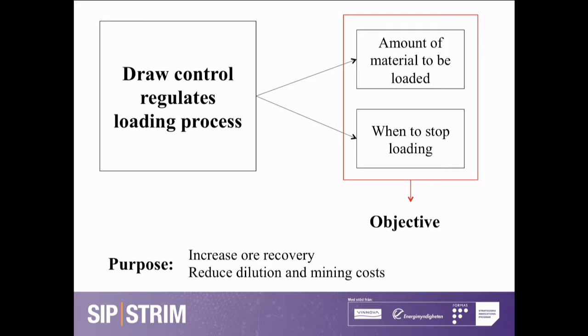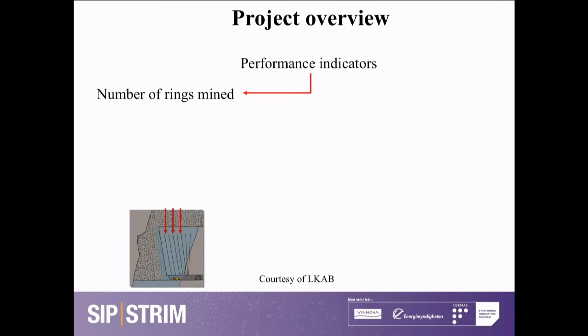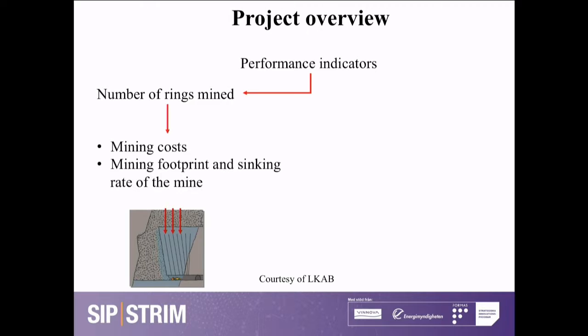The reason why we do this is because the better we do it, the more ore recovery we will get, the reduced cost we will have for the mining, and also less generation of waste. So we are trying to optimize two parameters here. The first one being the number of rings mined. As you can see, those are vertical rings. The less rings we mine, the less is the mining cost and the less is the sinking rate of the mine, which means you can prolong the life of the mine to some extent. And so we want to minimize this particular parameter, the number of rings mined.